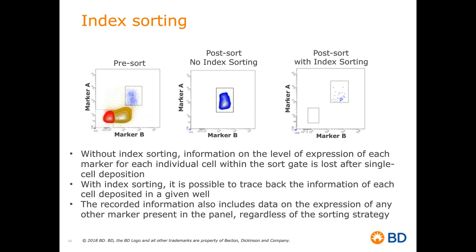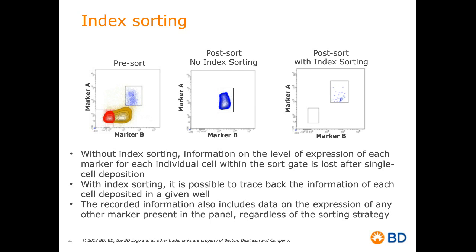And that is really the power of index sorting: we are not considering our population of interest as just one total cell population defined by our gate, but we are going to be able to dissect our original population based on the information of each cell within the original gate.